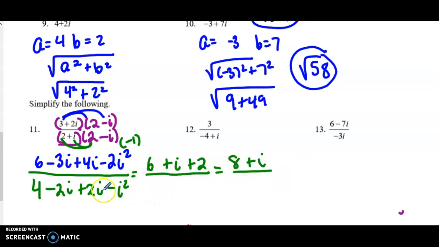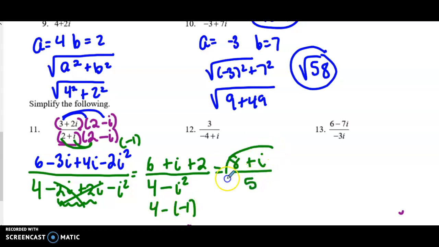Now in my denominator, look at what happens here to the middle term. That cancels out. Okay, those are gone. So we're just left with 4 minus i squared. Now remember, i squared is the same as negative 1. So I can replace i squared with negative 1. Okay, 4 minus negative 1, that becomes a 5. Okay, all right, go ahead and try the next two, pause it, and then go ahead and check your answers.